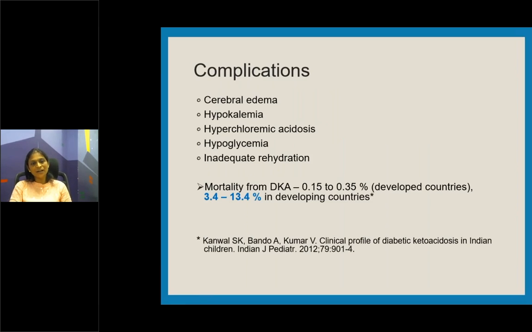When these things happen, then the DKA has resolved. So with monitoring and treatment continuously happening, what are the things we have to look out for, or what are the complications which we can expect? Cerebral edema, hypokalemia, hypochloremic acidosis, and hypoglycemia. DKA mortality in our developing countries is somewhere around 3 to 13%. So much of it is because of cerebral edema. Almost 60 to 90% of deaths in DKA are because of cerebral edema.